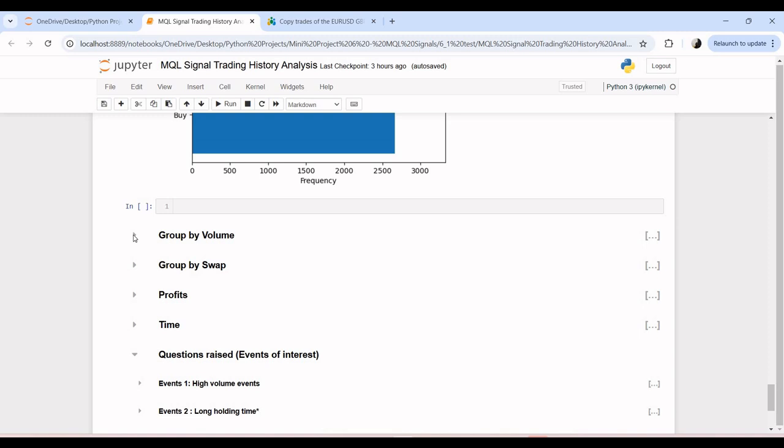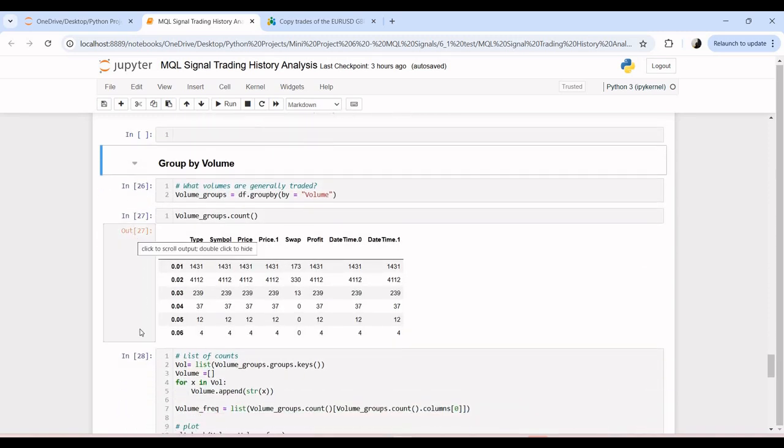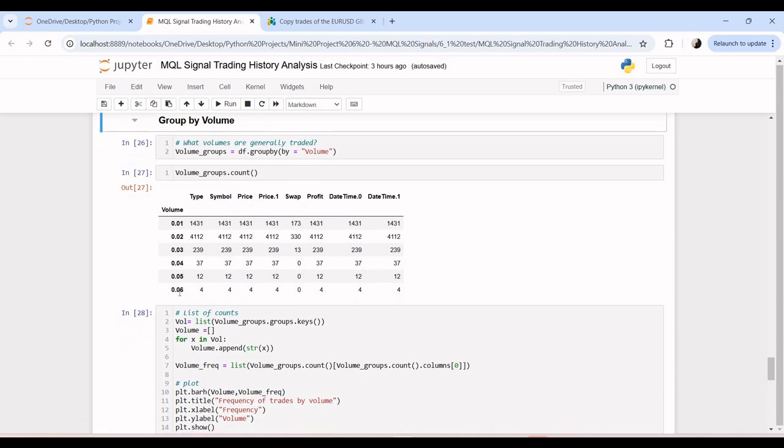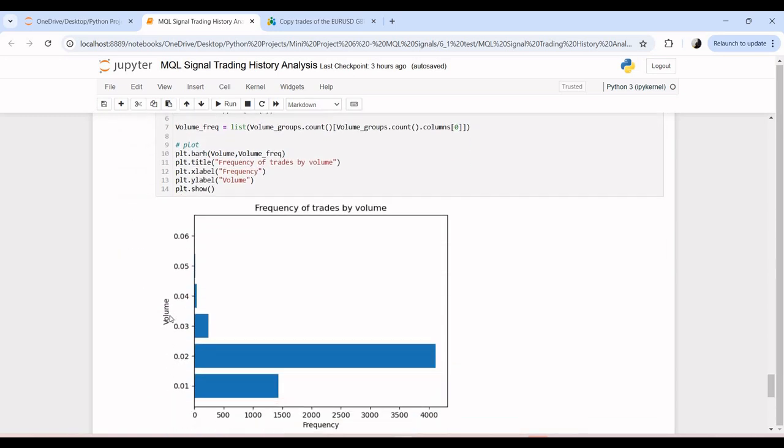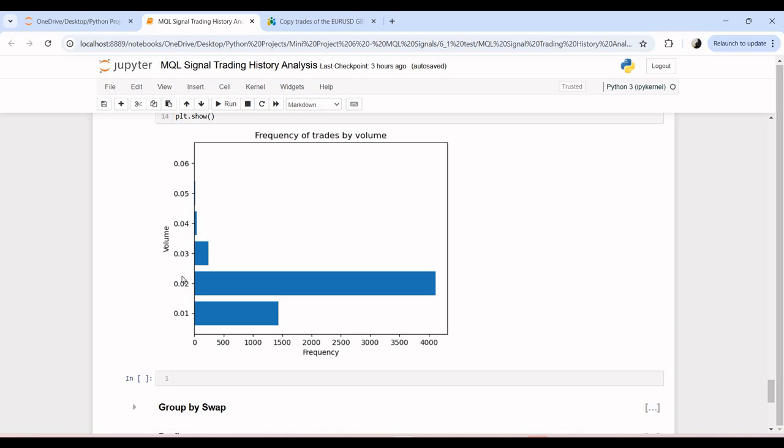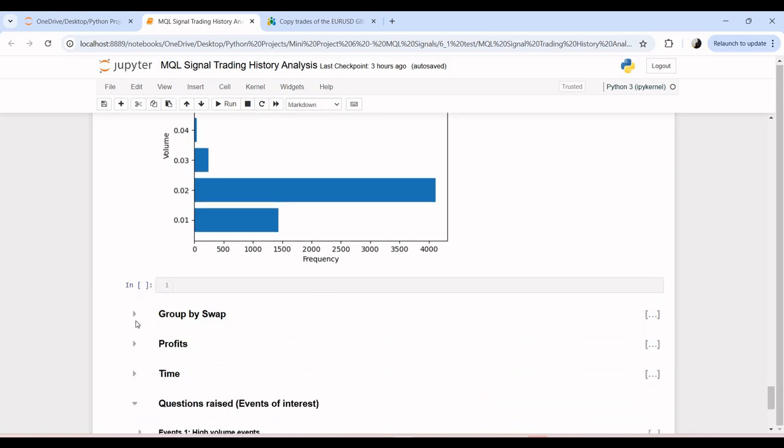Now looking at grouping the trades by volume, we see that our trades are mainly 0.01 lots large and 0.02 lots large, with very few of our trades going all the way up to 0.06 lots. So mainly in the 0.01 and 0.02 range, and very seldom trading more than that per transaction.